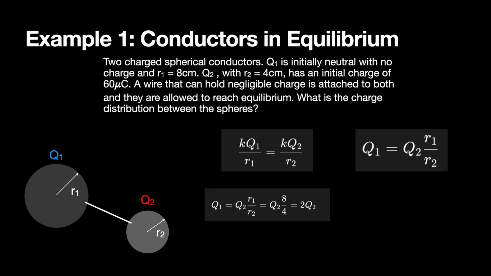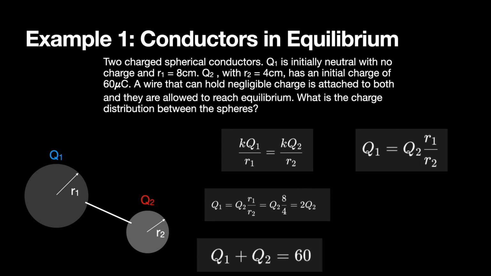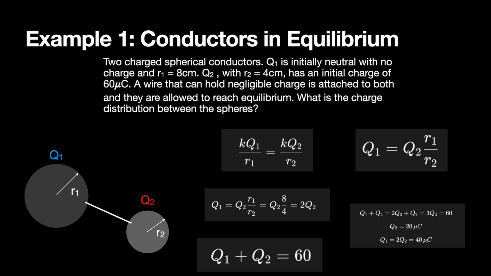And substituting in our known values for radii, we can get an expression for Q2. And also, due to conservation of charge, we know that Q1 plus Q2 has to equal 60 microcoulombs. And since we have two equations and two variables, we can solve for each variable.